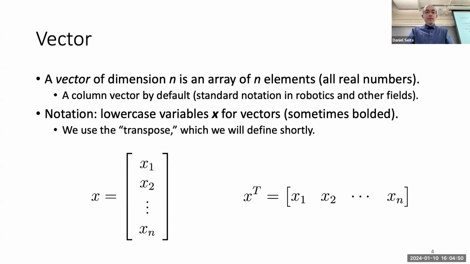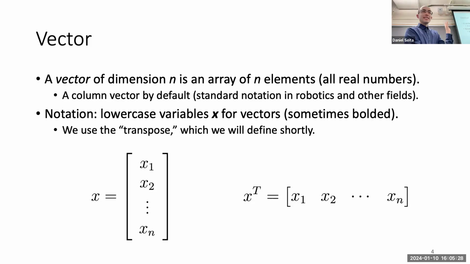So vectors. A vector of dimension n is basically an array of n elements. Here we're going to consider all real numbers. I don't think we have to deal with complex numbers for now, so just assume that they're all real numbers. An important point is that when we write a vector like x, we're going to assume that it's a column vector. So when we write it out, it's x equals, and then you write the individual items, x1, x2, all the way down to xn. They're going to be in a column like that.